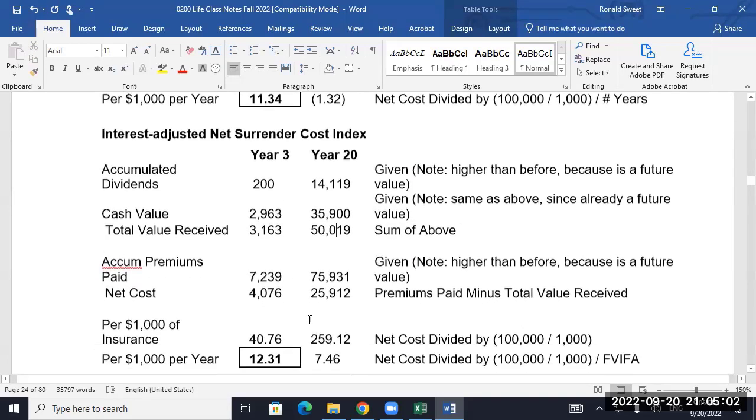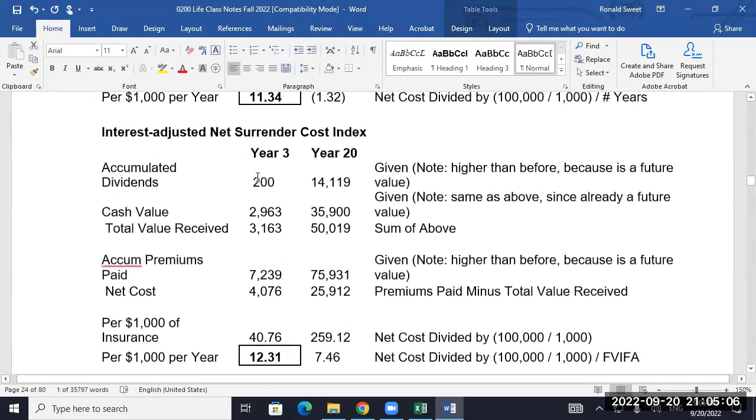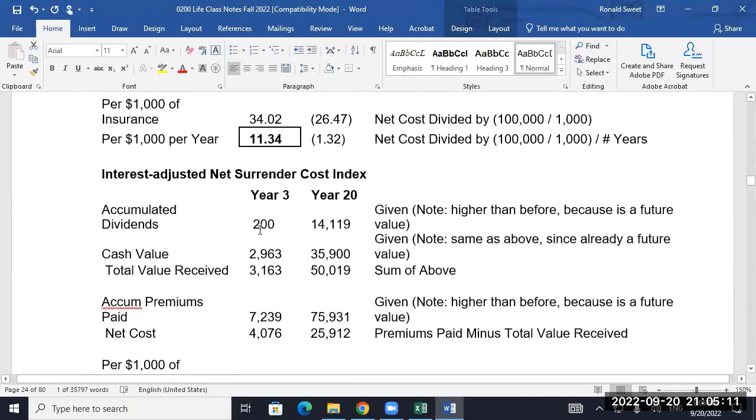Essentially what they're saying here, we're assuming 5%. So if you'd gotten those dividends and you had invested them at 5%, at the end of year 3, they would have been worth $200. All right, see what you're doing there, pretty straightforward.